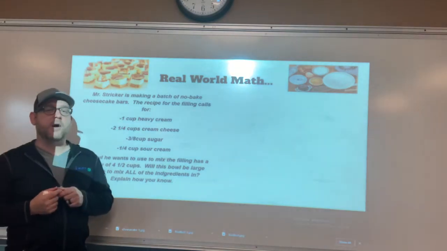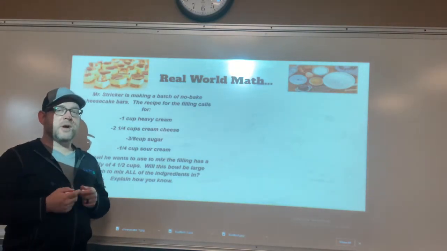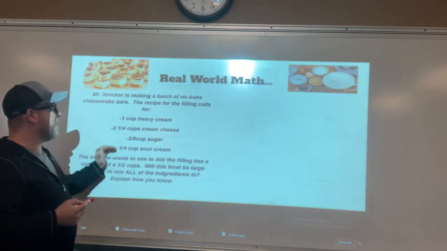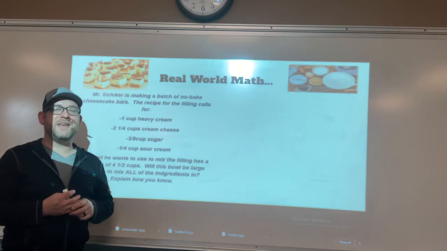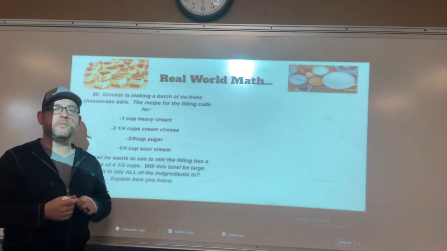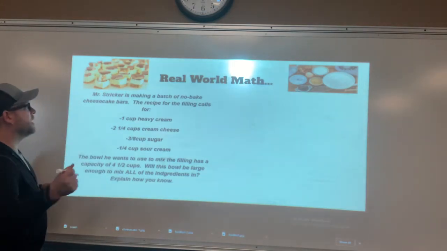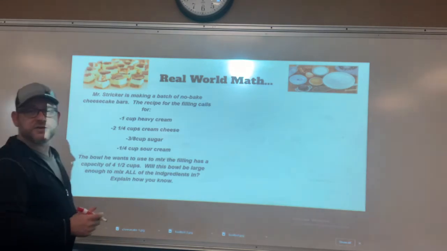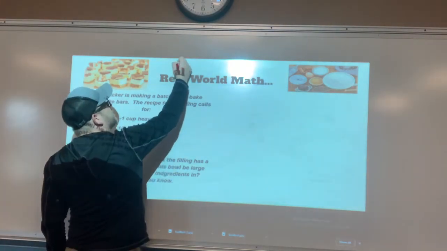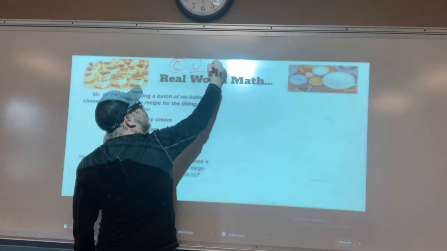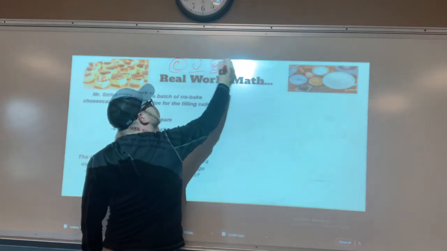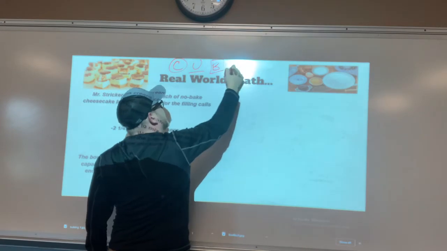Explain how you know. So again, this would be a multi-part problem, but at least our math part of the problem is going to be a little bit smaller. The second part of the problem would be explaining how we know that this bowl will be big enough. So here we go. Again, we're going to use that lovely cube method. We're going to circle our numbers, underline our question, box around our operative words, and eliminate everything else.